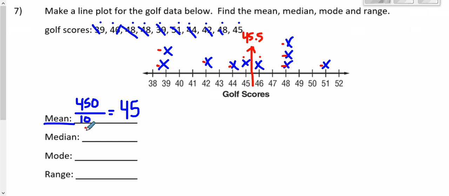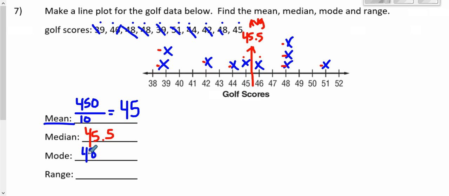And if we didn't know that exact number, remember to find it we would take 45 and add 46, and then divide by 2 to find the average of those two numbers. All right, the mode means most often. I have three 48s, and that's the most of anything here. I'm going to switch back to my blue. So I have 48 for my mode.